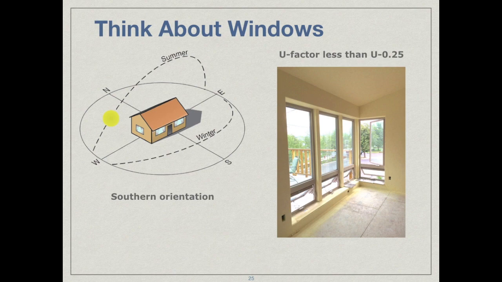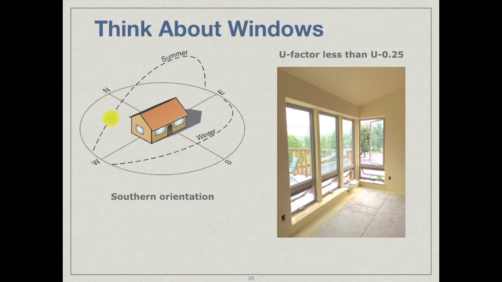Windows can be a very expensive part of the project, and many of the high performance homes that you read about in the magazines are using European, triple glazed or quadruple glazed windows that cost more than a luxury car. If you want to make your project affordable, one way to do that is to be real careful about your windows. Start by selecting the best double glazed product that you can find. That's going to have a U value of around 0.25 or maybe a little bit lower. That's a very economical window.